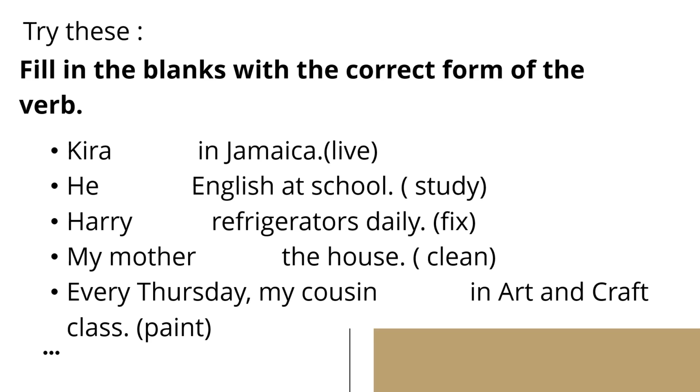Try these. We're gonna fill in the blanks with the correct form of the verb. All right, so Kira ___ in Jamaica. He ___ English at school. Harry ___ refrigerators daily. My mother ___ the house. Every Thursday, my cousin ___ in art and craft class. We're going to go ahead and give you a minute to fill in the blanks, and then we will show you the results and you will see if you got them correct.